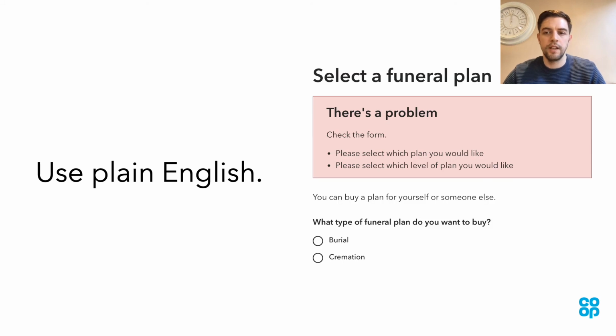And use plain English. Often we can focus on the interactive elements of a form when it comes to accessibility, but content is also of significant importance. Headings, labels, legends, hint text, error messages. They all need to be clear, concise, specific, consistent, and human.